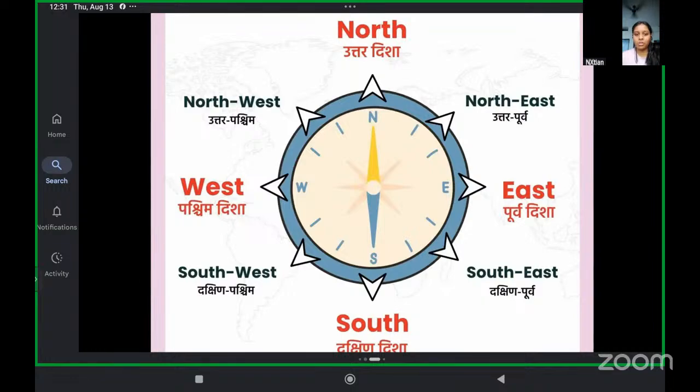This is about your directions. This is the way directions are classified. You must have heard northeast or southwest. This is how we know where they are: southwest means between west and south, and northeast is between north and east. Okay, understood directions?